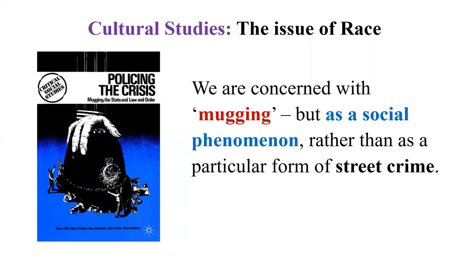Why is this happening? So Stuart Hall and others came up with a collection of essays called Policing the Crisis: Mugging, the State and Law and Order. So he's one of the editors. Their concern is not just mugging as a street crime, but as a social phenomenon. Why is this happening? This is not just a separate event. This is happening everywhere. And why? Who were the muggers? Who were those so-called criminals? Why were they pushed to this extreme?